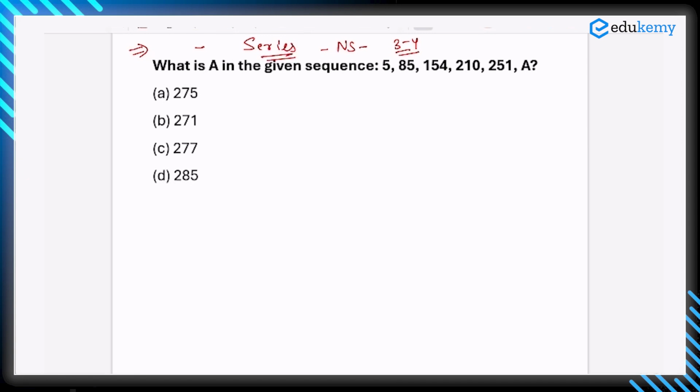तो हमें उसके बारे में देखना होता है. So let's write the series here. The series given is 5, 85, 154, 210, 251, and A. Here we need to tell what will be the A. A क्या होना चाहिए वो हमें बताना है.